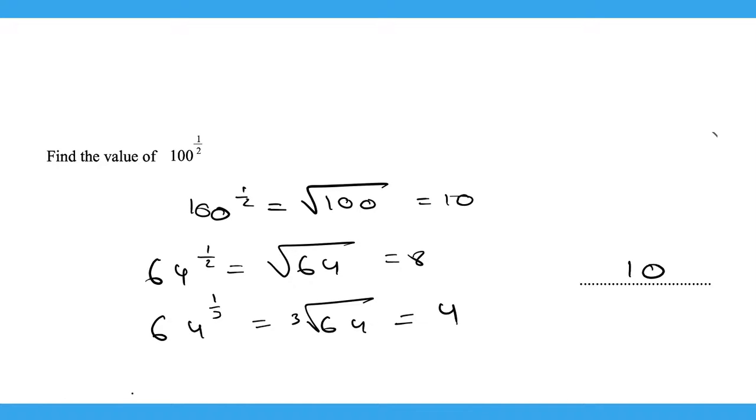So if it's a half, you square root. If it's a third, you cube root. If it's a fourth, you need to find the fourth root. Okay, so 100 to the power of a half, you just square root 100, giving you an answer of 10.